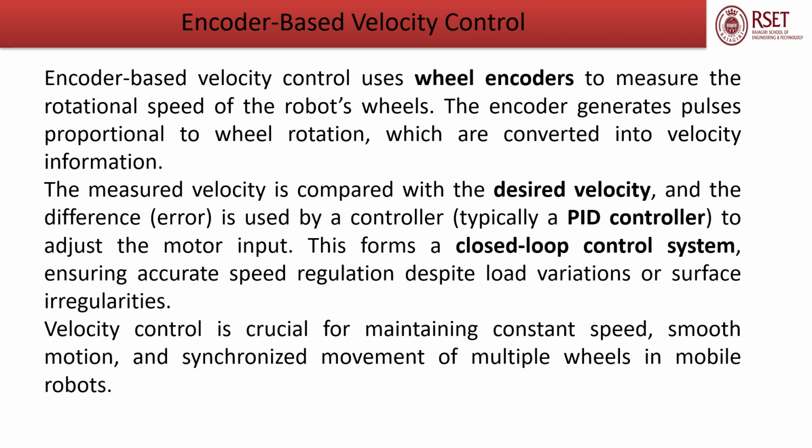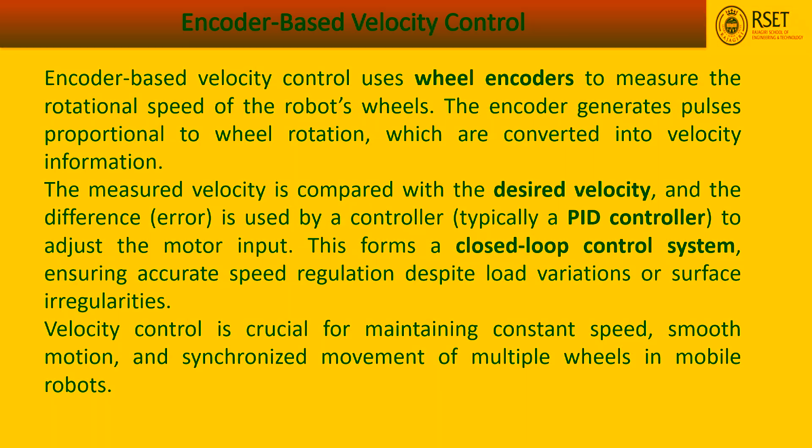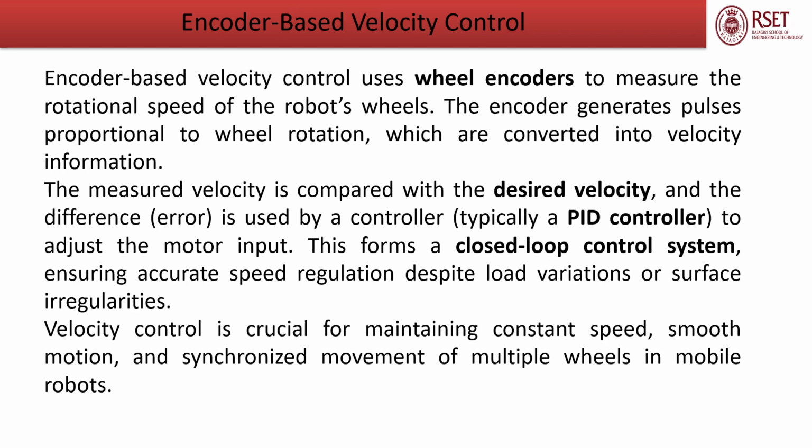Now let us focus specifically on velocity control. To maintain a constant speed, the robot must first measure its wheel speed accurately. This is done using encoders mounted on the wheels. As the wheels rotate, the encoder generates pulses. By counting these pulses over a fixed time interval, we calculate angular velocity.